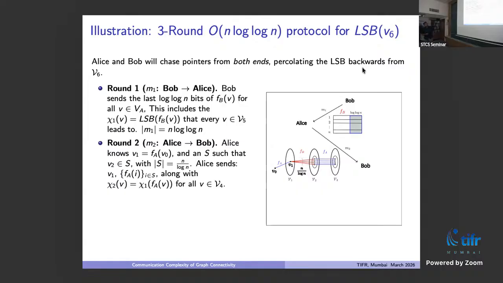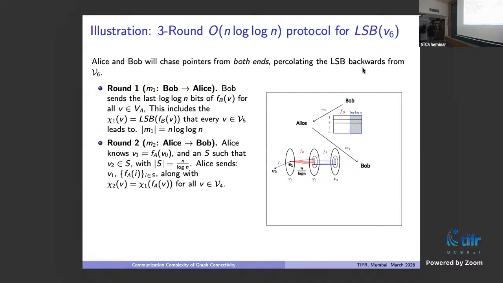So Alice knows V1. Right? Now, what does she know after it? She knows V1 because she knows V0, and V0 to V1 is in her control itself. But V1 to V2 is in Bob's control. Okay. Now, what does she know about the neighborhood of V1, where V1 can map to?